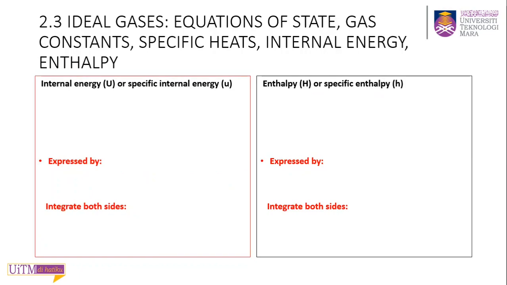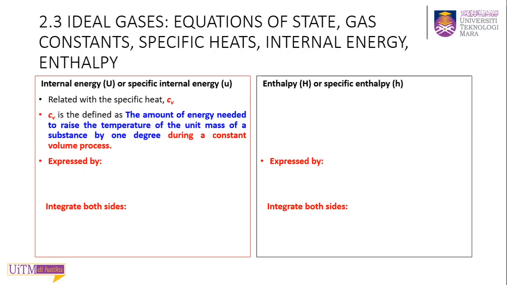Now let's look at when to use Cv and when to use Cp. For internal energy, on the left of the screen right now, it is closely related to the specific heat Cv. We can see that the general definition for Cv is very similar to the previous definition, only that it adds at the end of the sentence the type of process, which now is the constant volume process. And we can express Cv by the following equation.